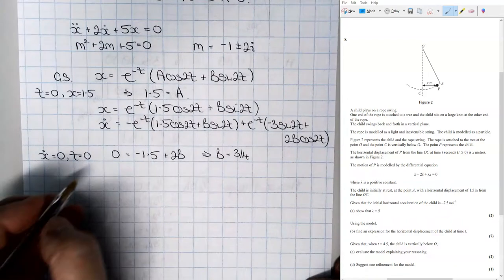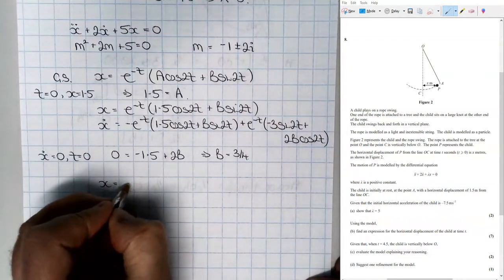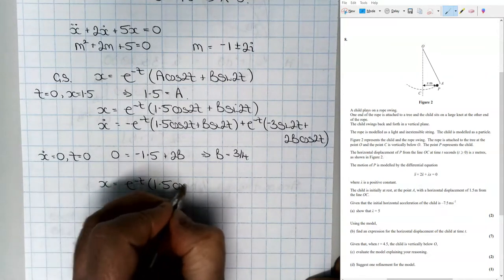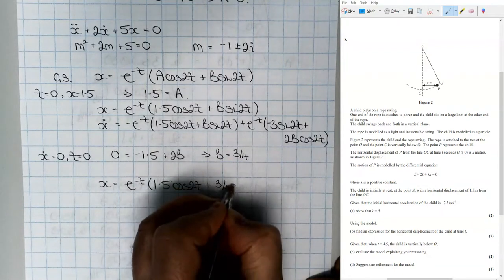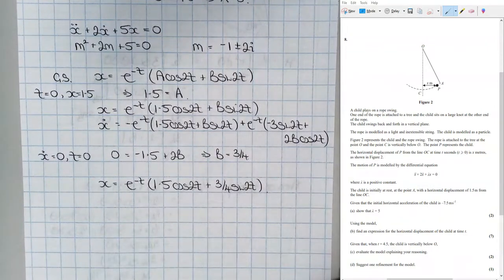Okay, so now I've got x equals... Alright, so I've done that one.